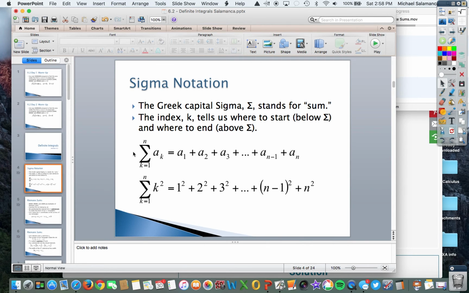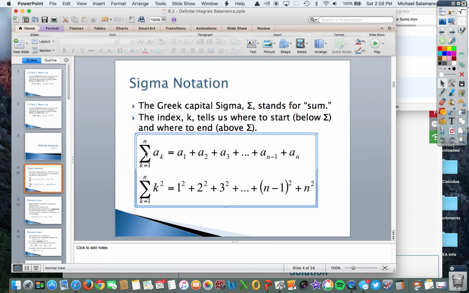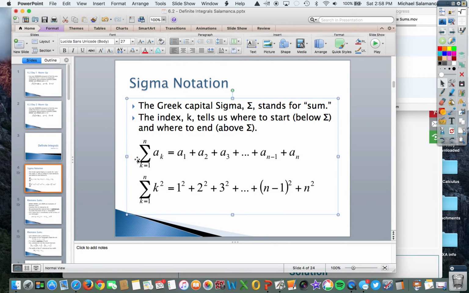We see the first example here. It says sigma, when k equals 1 to n, for a of k, and you notice here it's saying basically add up all of those a's: a of 1, a of 2, a of 3, a of ... until you get to a of n.